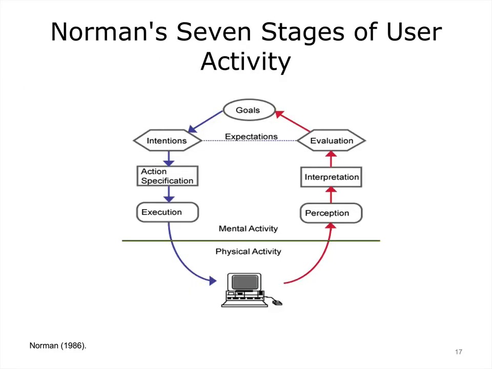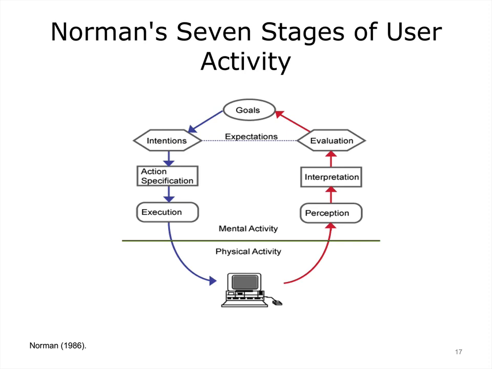Now we're going to introduce a little bit of theory and view to understand the nature of interaction. The diagram on this slide depicts Norman's 7 stages of user activity based on his theory of action. It is a very influential theory, and it's deceptively simple in character. We can think of it as characterizing any interaction with any system, from opening a water faucet to executing a complex command sequence to querying a database.